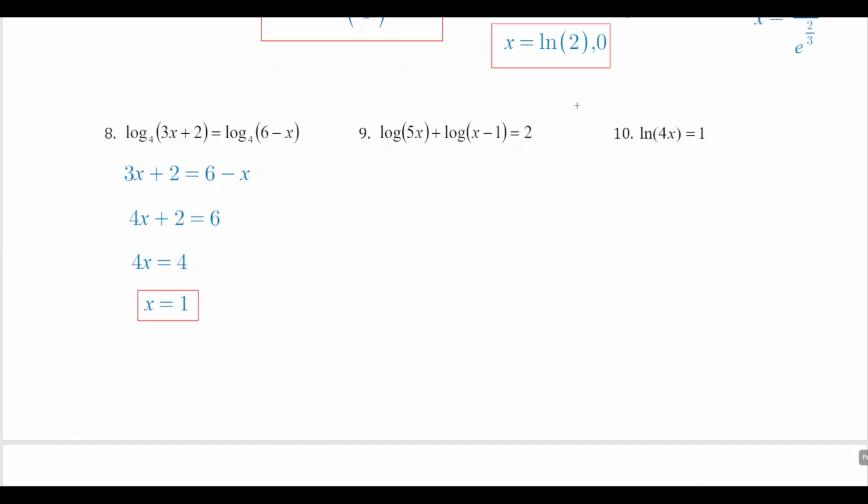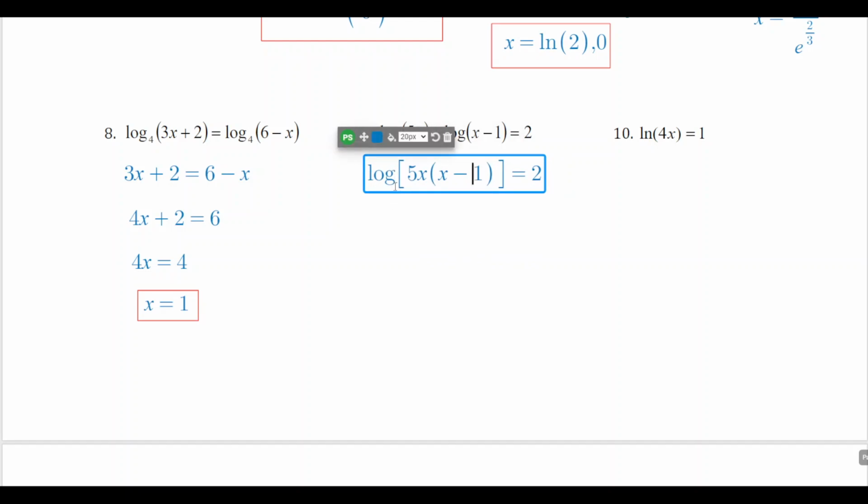For number 9, we can't do that. We can't use this one-to-one property, because even if I were to subtract this logarithm over here, I still have the 2 plus. So what we have to do here is combine these logarithms using the product property. So we get log of, really what I guess we have here is 5x times x minus 1 equals 2. And then use the inverse. So we are going to rewrite this as 10 squared.